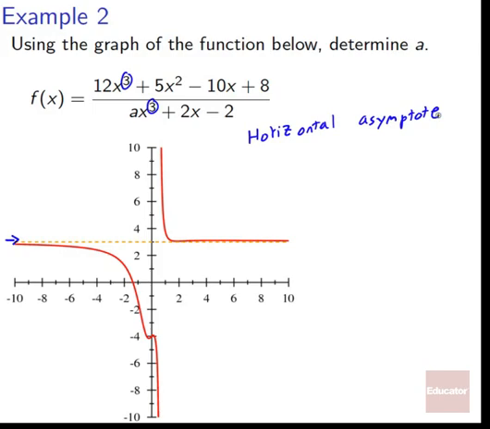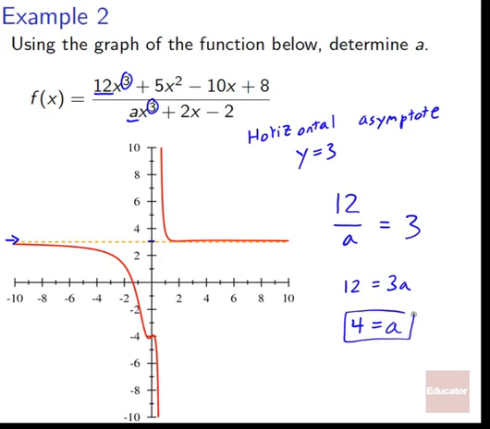So at this point, we know what our horizontal asymptote is. It's y equals 3. We see that by looking at where it goes. It cuts evenly between the 2 and the 4, so it must be at y equals 3. So if that's the case, we know that the ratio of the leading coefficients, 12 over a, right? Leading coefficient on top is 12, on the bottom it's a. So 12 divided by a must be equal to 3, our horizontal asymptote. We work this out, 12 equals 3a, divide by 3, and we get 4 equals a, so a is 4.